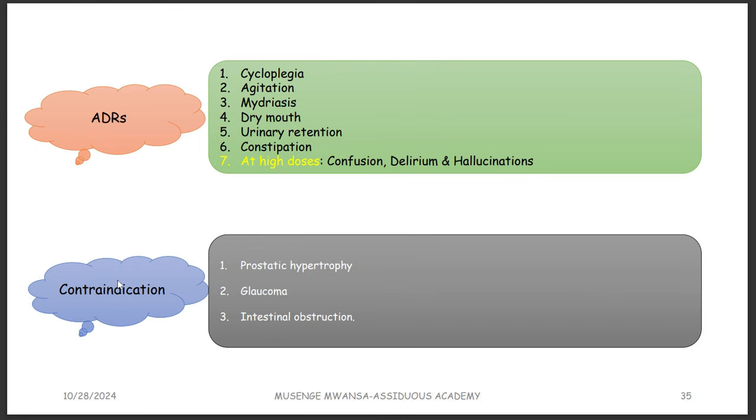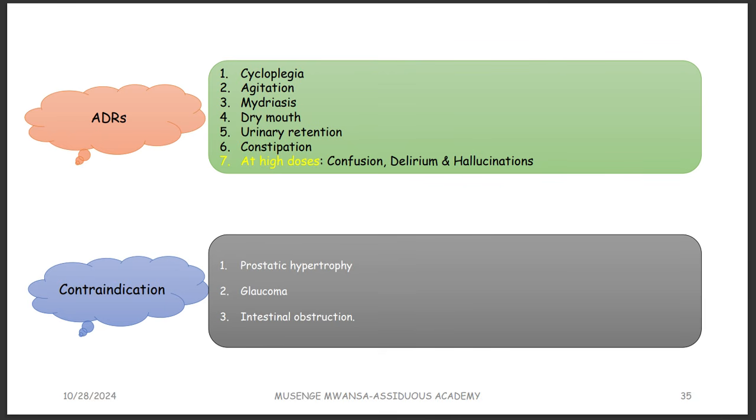And then the contraindications: never use in prostatic hypertrophy. Remember, if the prostate is already big, it is compressing on your urethra. You can't urinate. And if you give these drugs, they are again preventing urination. So it is worsening the condition. Don't use in glaucoma, because in glaucoma itself, there is already a dilated pupil.